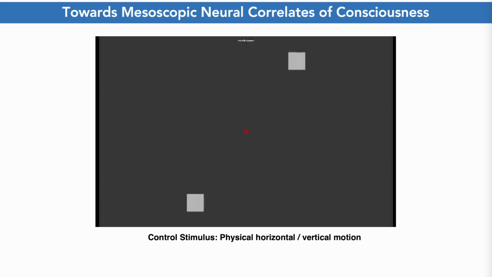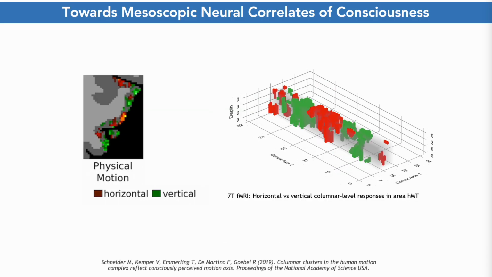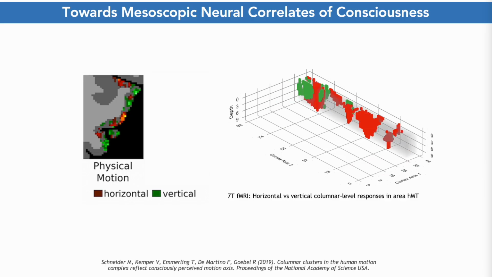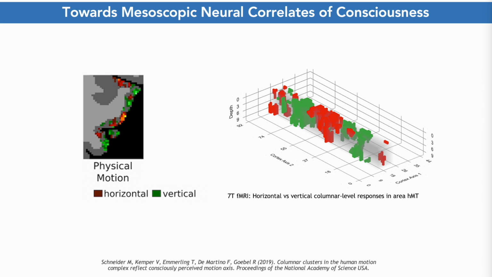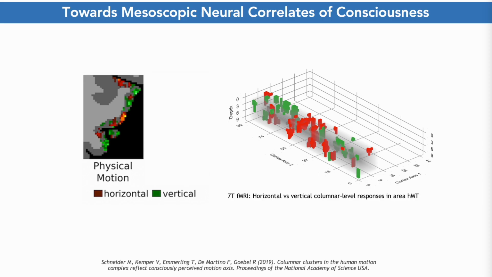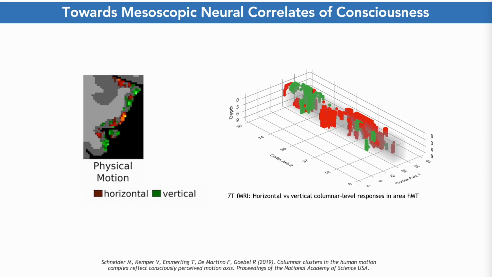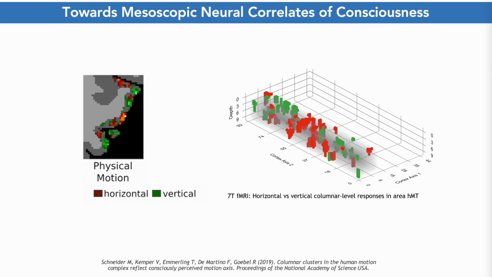But you have an ambiguous one where you see either horizontal or vertical, and then we could see that the horizontal columnar clusters mapped before were more active when people said, now I see horizontal, and they went a bit down and the verticals went up when they switched and said, now I see vertical motion, right? But it was all in their mind. And we could track the conscious percept of people using columnar resolution. And this used the same grid approach, for example.